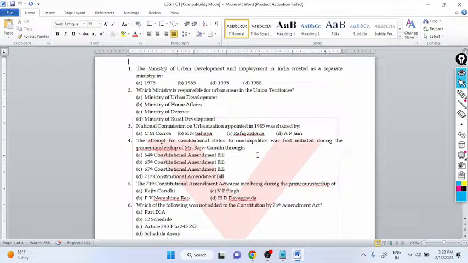Next. Okay. Next. The ministry which is responsible for the urban areas in the union territories is the Ministry of Home Affairs.